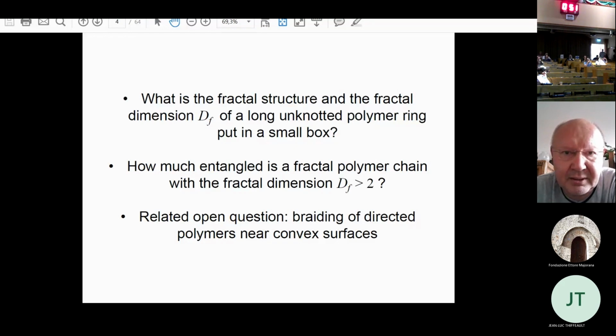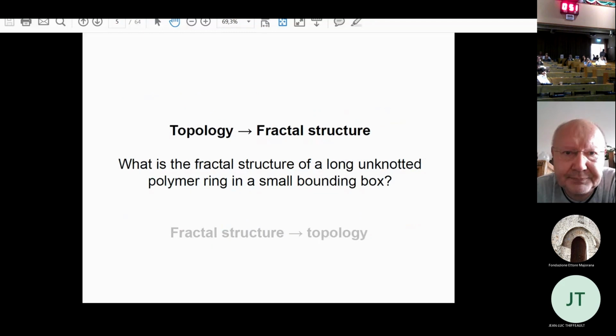I repeat again that this is a reminder. So we go from topology to the fractal structure, and the question we are interested in is what is the fractal structure of a long unknotted polymer ring in a small bounding box. The next part will be the inverse one. From fractal structure we will go to topology.